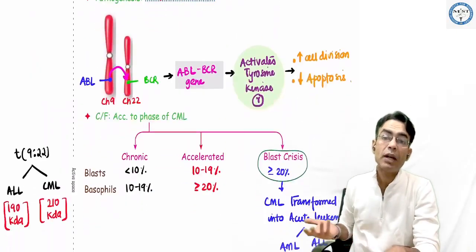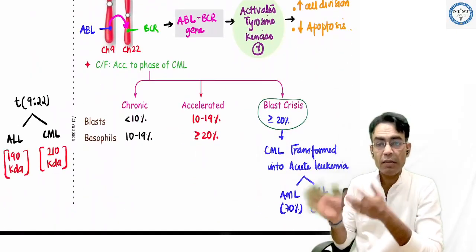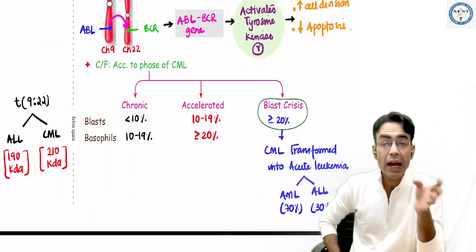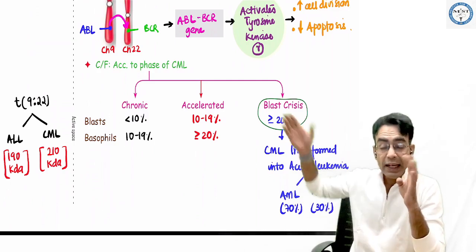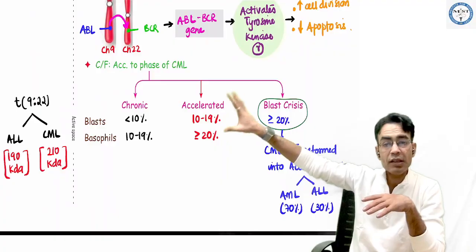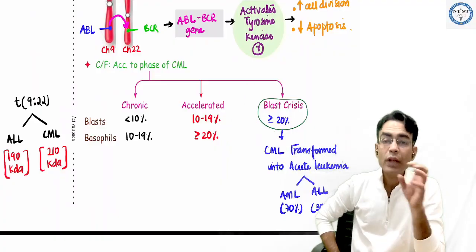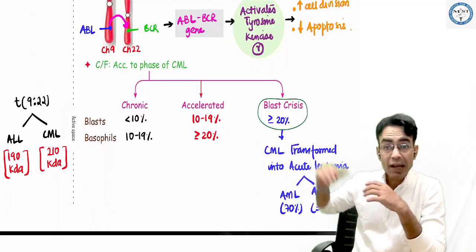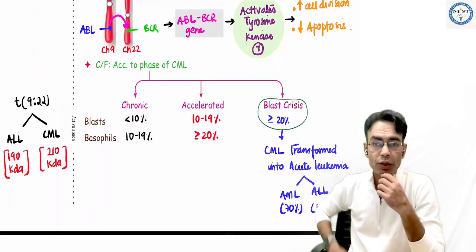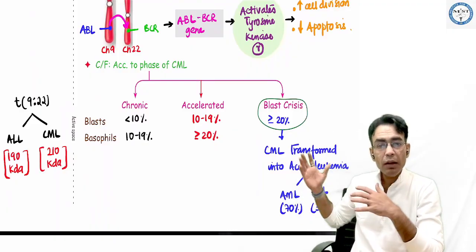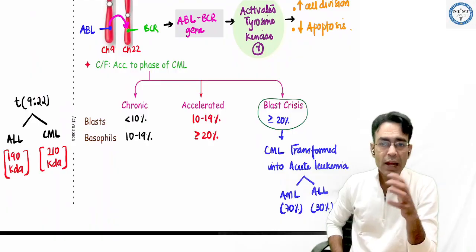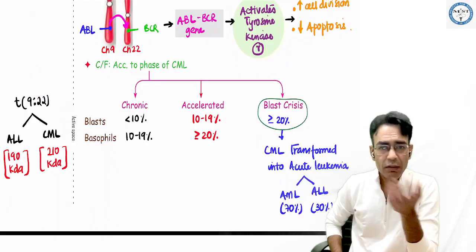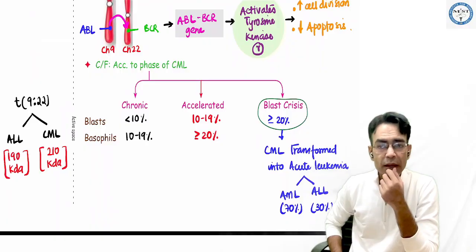Chronic leukemia can have multiple phases, like chronic, accelerated, and blast crisis. In a chronic phase, the blast count is less than 10%, and basophils are 10 to 19%. In an accelerated phase, 70% of patients are coming to us in accelerated phase, 10 to 19% blast, and more than 20% basophils. In blast crisis, the blast count becomes more than 20%. And CML can transform into acute leukemia, which can be AML or ALL. AML is seen in 70% of CML patients, and 30% it can be ALL.